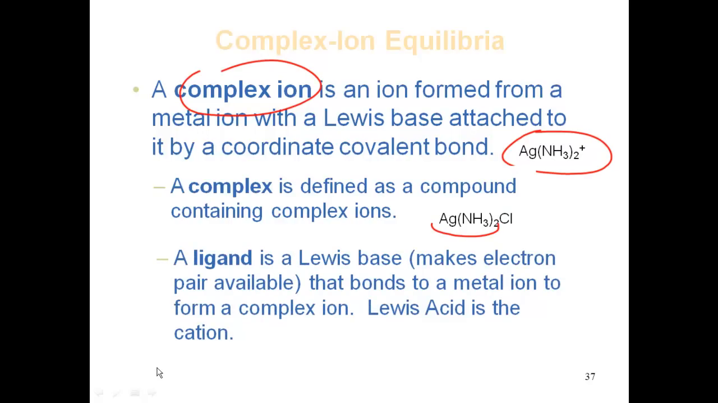A ligand is a Lewis base. It makes electron pairs available that bond to the metal ion to form a complex ion. In this case, the Lewis acid is the cation, and ammonia is my ligand. We typically refer to that base as a ligand.